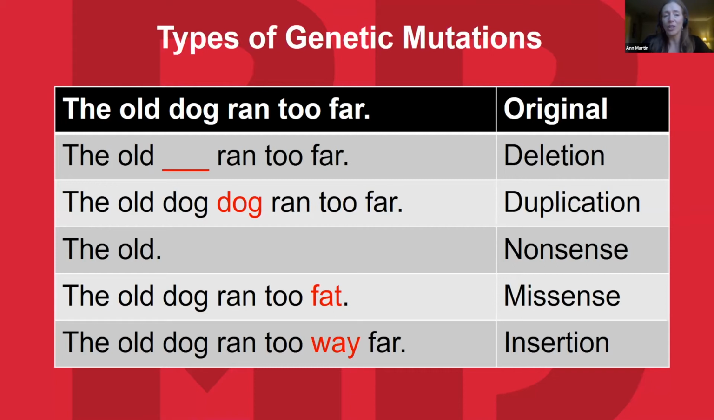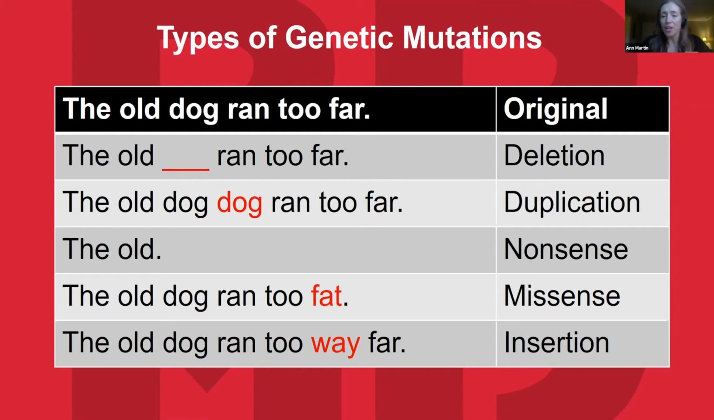So the slide is basically showing the different types of mutations. If you look at that top sentence, the old dog ran too far, think of that sentence as a gene and each of the words as an exon within that gene. So if there's a deletion, then you have an exon or a word missing. If there's a duplication, then you have an exon or word that's repeated.